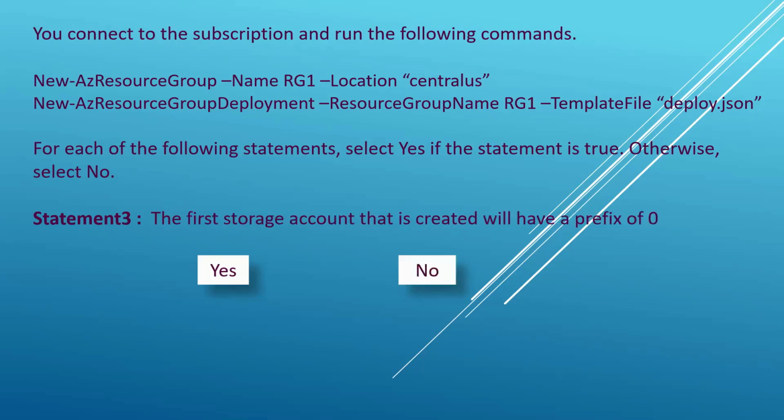And the third statement is: the first storage account that is created will have a prefix of 0. You would obviously know this is correct because the template is using copy index and count is set to 3. So storage accounts will have a prefix of 0, 1, and 2. Let's head to the Azure portal to try this practically and validate the answers.